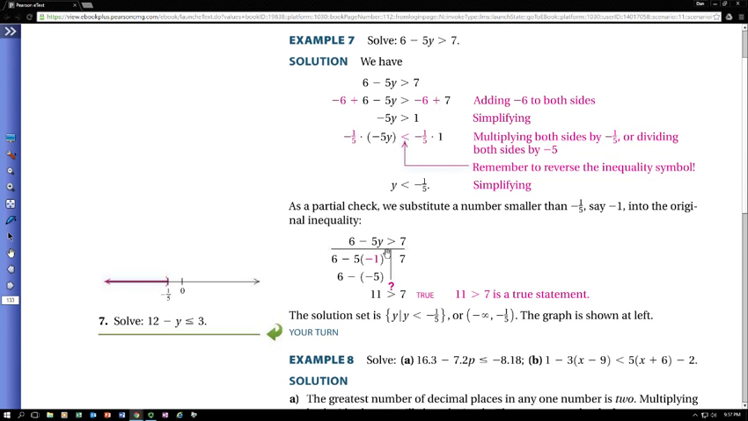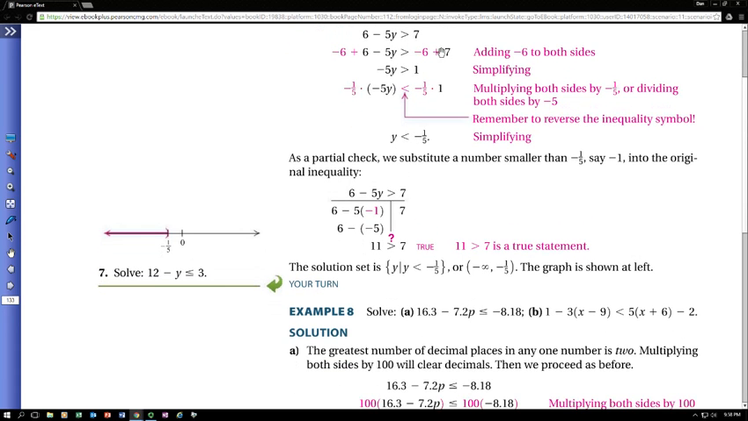So the other part of that check usually is to go back, treat it like an equal sign is there, put in negative 1/5 right here, and see if I get both sides equal. So I'd have 6 minus 5 times negative 1/5, which would be a negative 1. In other words, 6 minus a negative 1 is 6 plus 1. Hey, that's 7, right? So I get 7 on both sides. If there was an equality in there, that would be true.